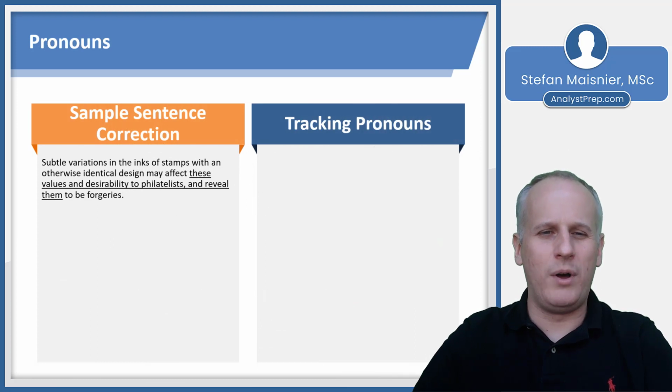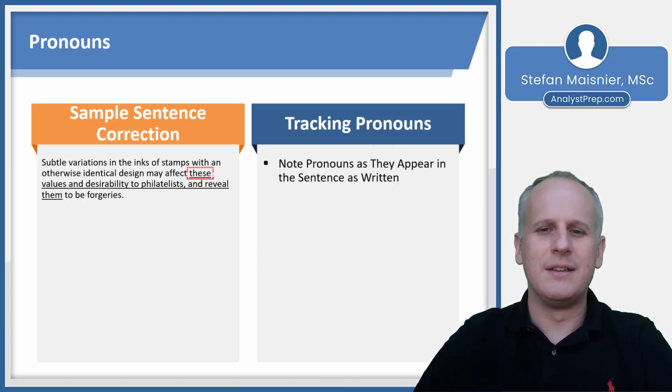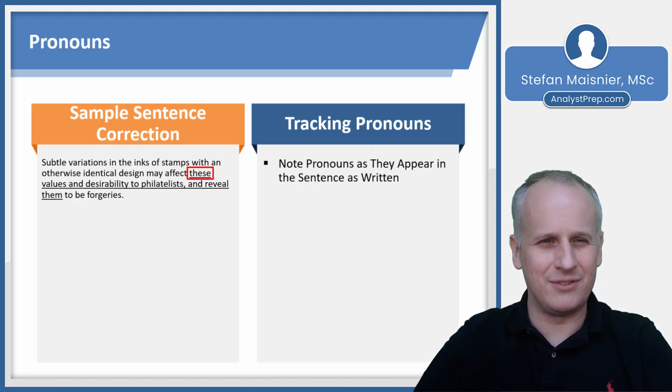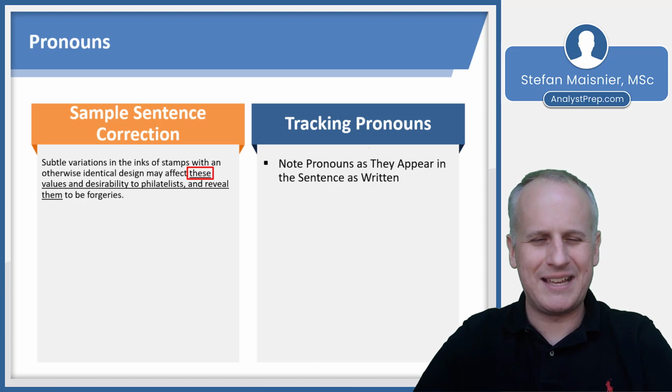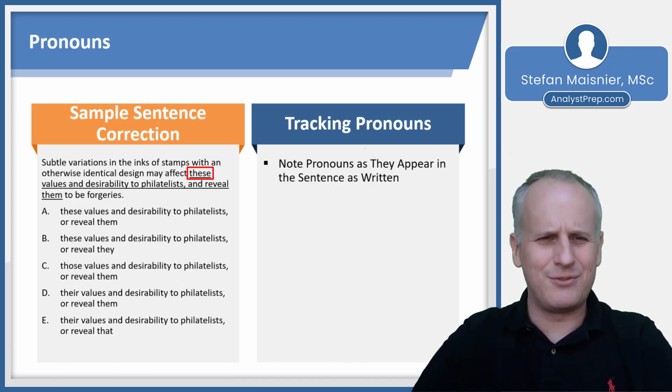So let's take a look at one more sample sentence correction to track some pronouns. As always, we'll read the sentence as written first. So subtle variations in the inks of stamps with an otherwise identical design may affect these values. As soon as you find that pronoun, you want to focus on that pronoun. We're not going to even continue reading the sentence because these values, well, as we introduce the answer choices, these values means that there's some sort of values that have already been introduced in the sentence, and there are no values. And you can't call the stamps themselves a values.